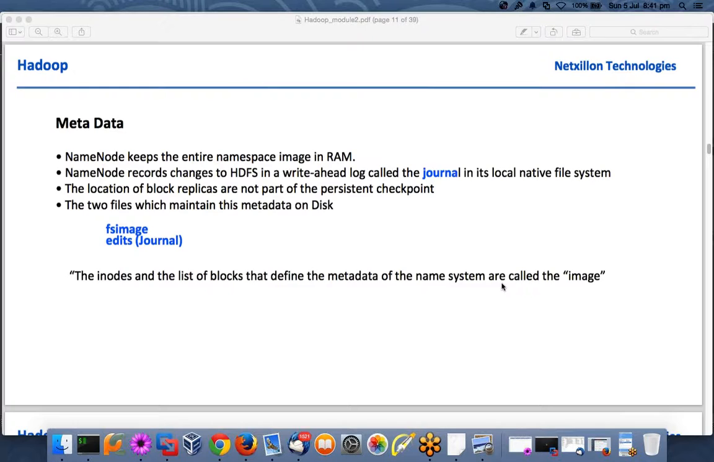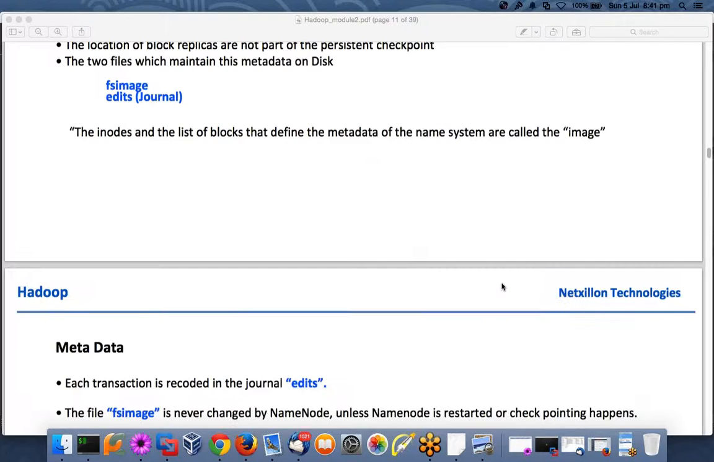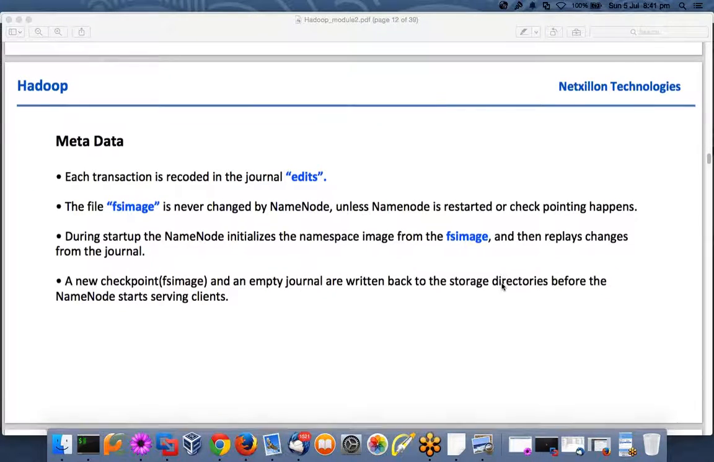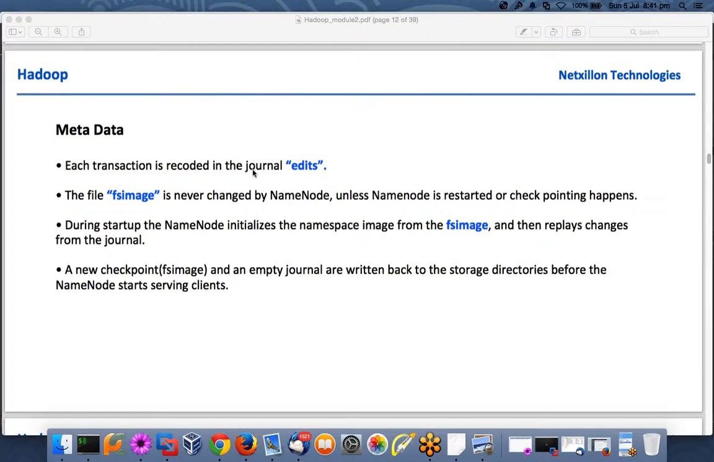So let's say somebody asks, what is an fs image? Fs stands for file system image. So it is simply an inode structure for your name node. Each transaction we do will be recorded in a file called edits, and there will be a file fs image which will never be changed by the name node unless you reboot the machine or you do a checkpointing process. We'll see what that checkpointing process is.